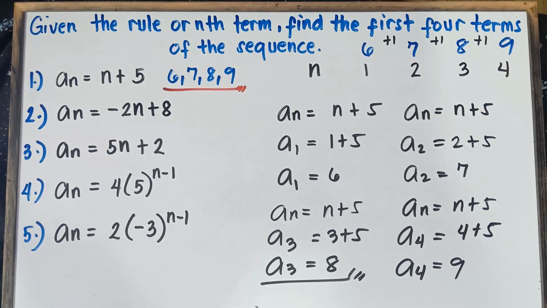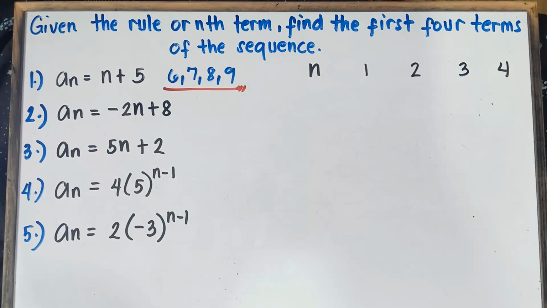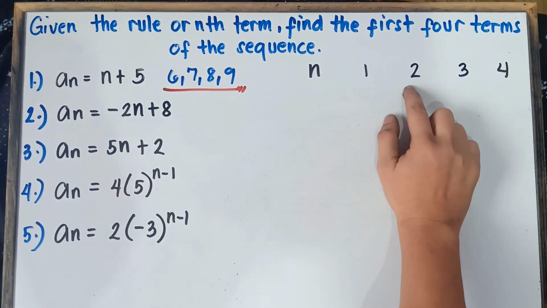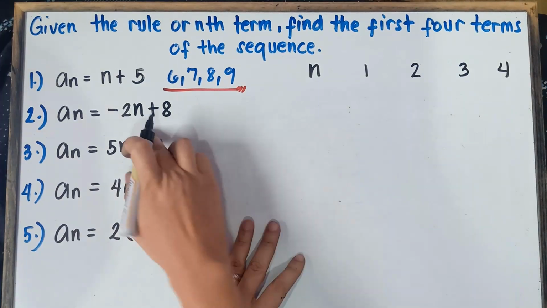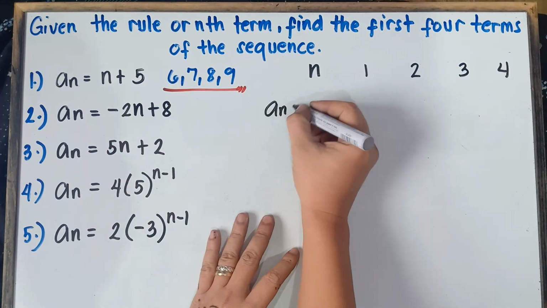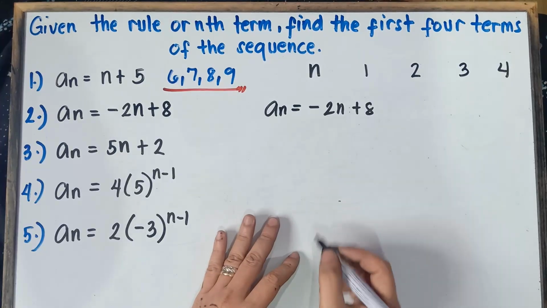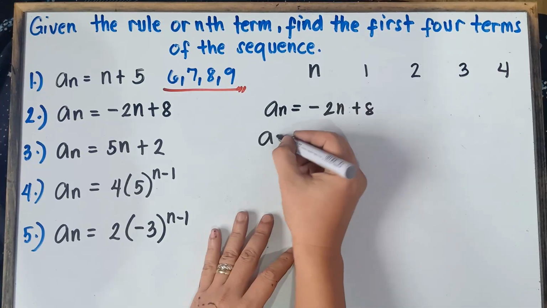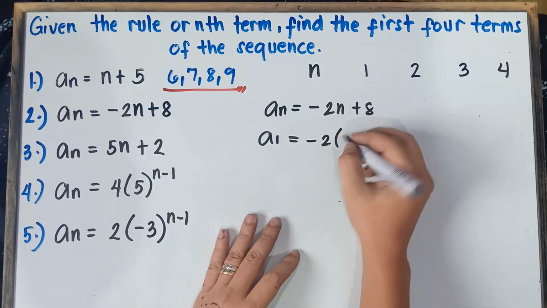Alright, so let's proceed now to example number 2. Let me just erase this one. So let's start with example number 2. Once again, we are told to find the first four terms. So this will be our guide: first term, second term, third term, and then fourth term. Simply substitute the value of n in this given equation. So a sub n equals negative 2n plus 8. Alright, so this will be a sub n. Our n is 1, so our first term is equal to negative 2 times 1.